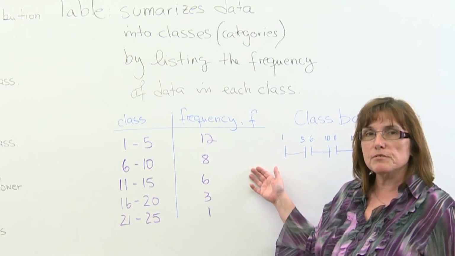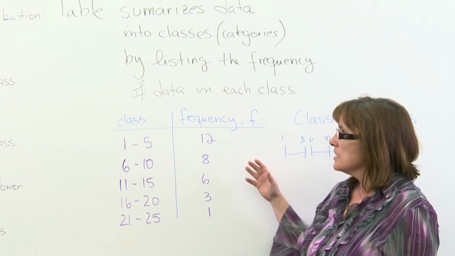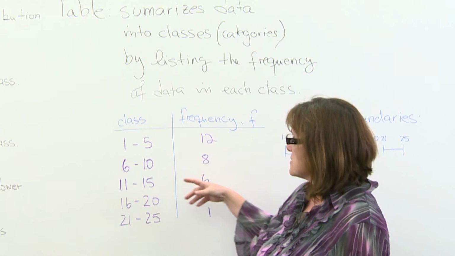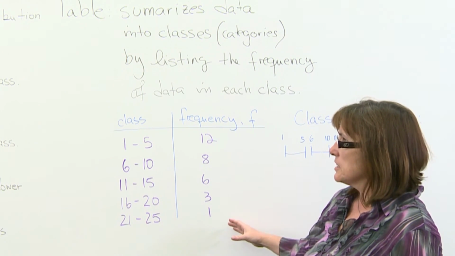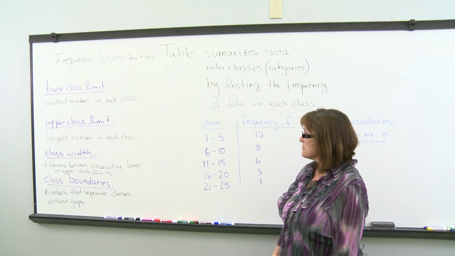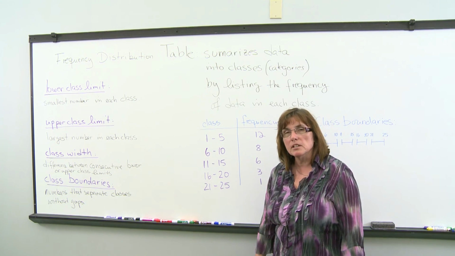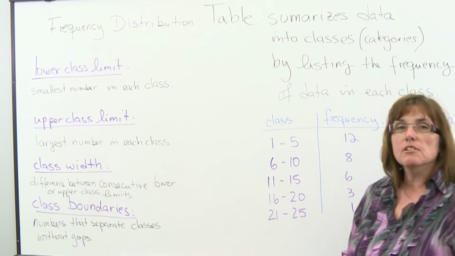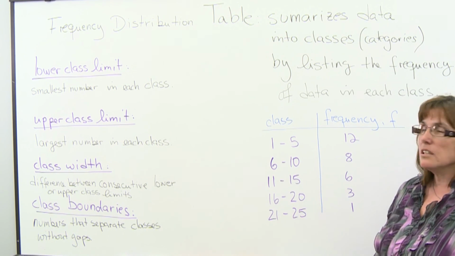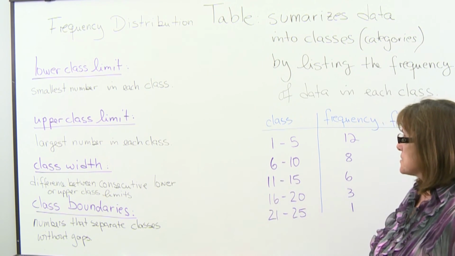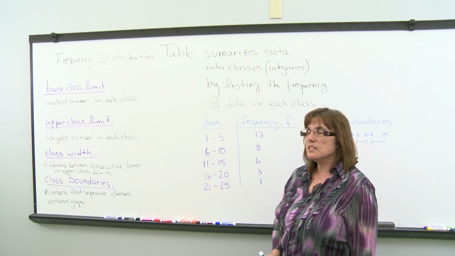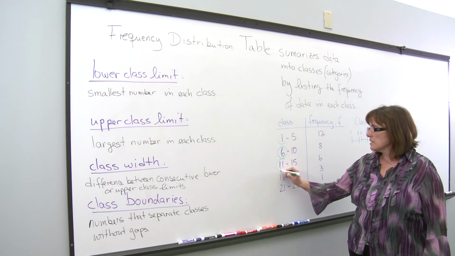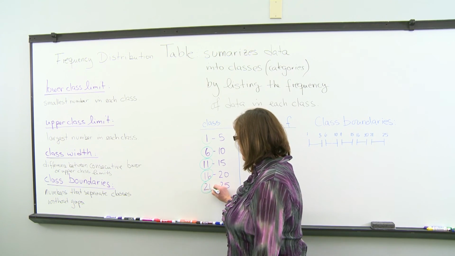So here's an example of a frequency table I already created, where I have my classes and my frequency. I have 5 classes and I listed the frequencies already. Now we need to know certain definitions when we talk about a frequency table. The first definition would be the lower class limit. Now the lower class limit is the smallest number in each class. So with my example that I have here, the lower class limit would be 1, 6, 11, 16, and 21.